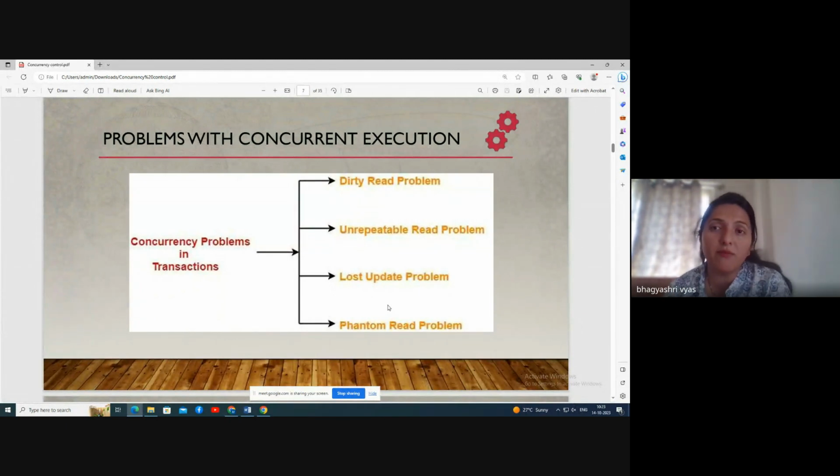Can anybody tell me what is the meaning of consistency in DBMS? Anyone, students? See, we are learning about problems with concurrent execution to deal with consistency, to deal with the execution manner, right? So suppose I have transaction A.